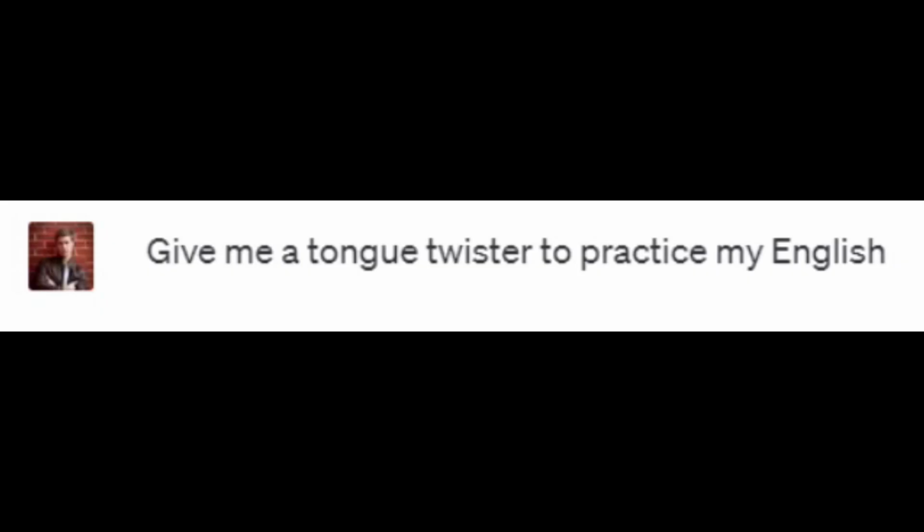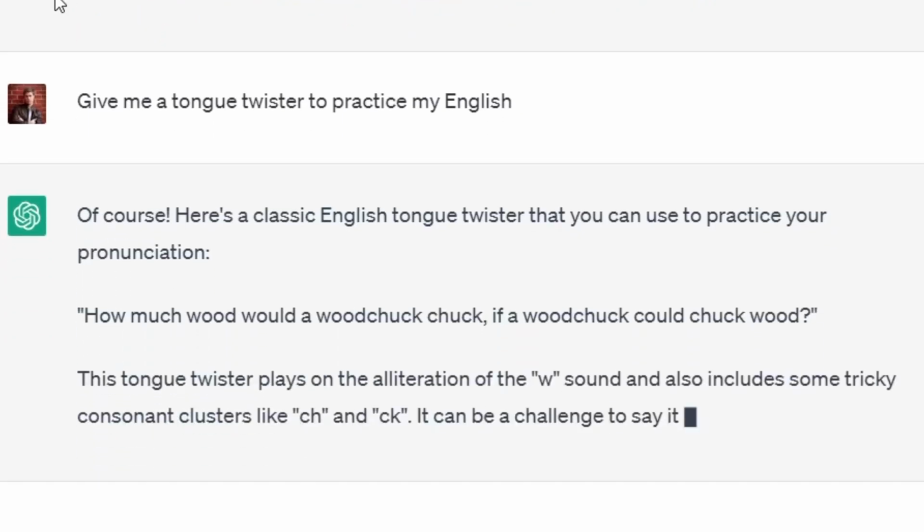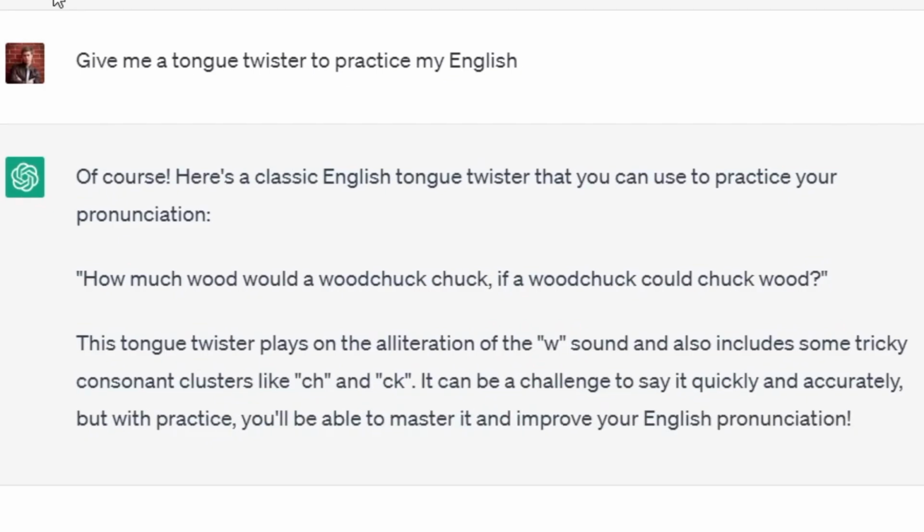Give me a tongue twister to practice my English. Here is a classic tongue twister. How much wood would a woodchuck chuck if a woodchuck could chuck wood? It plays on the alliteration, or the repeat of the W sound, and includes some tricky consonant clusters like CH and CK. It can be a challenge to say it quickly and accurately, but with practice, you'll be able to master it and improve your English pronunciation. How much wood would a woodchuck chuck if a woodchuck could chuck wood?